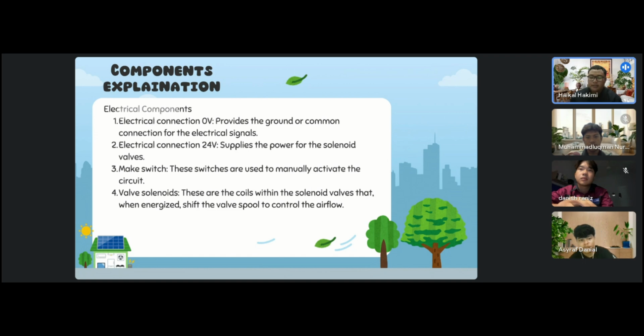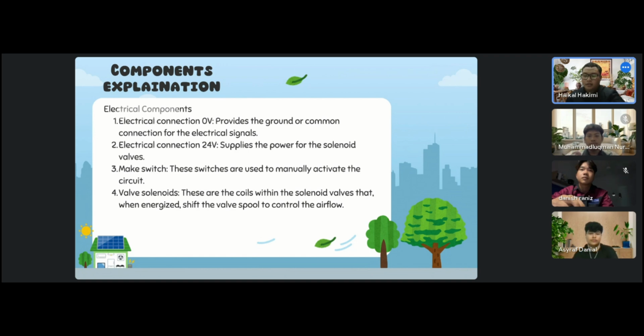Second, the electrical component is electrical connection 24 volt. It supplies the power for the solenoid valve. The function of electrical connection 24 volt is that this supplies the power needed to energize the solenoid coils within the 5 two-way solenoid valve. In the circuit, it provides the necessary voltage to activate the valve and control the flow of compressed air.